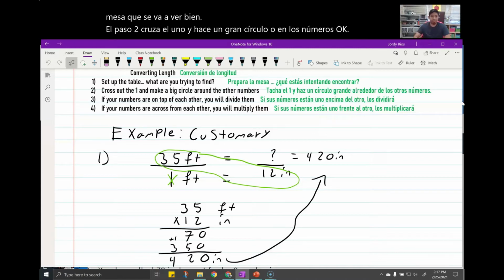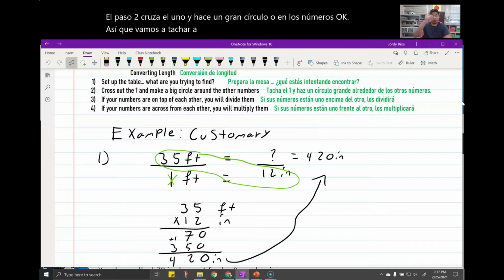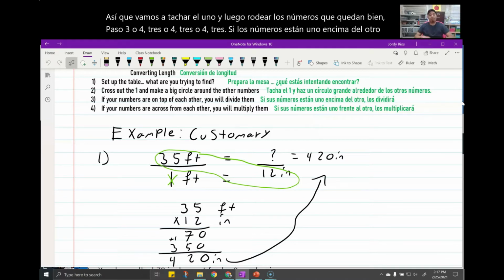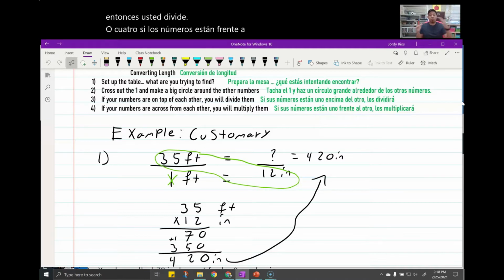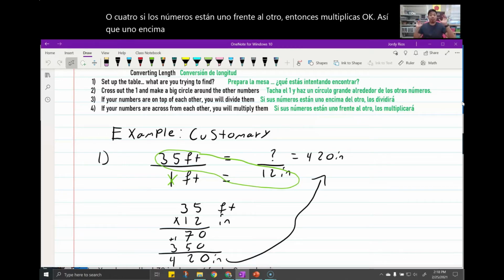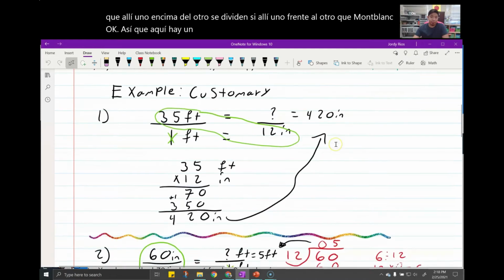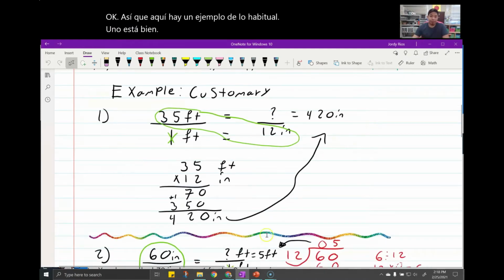So we're gonna cross out the 1 and then circle the numbers that are left, okay? Step 3, if the numbers are on top of each other, then you divide, okay? Or step 4, if the numbers are across from each other, then you multiply, okay? So if they're on top of each other, you divide. If they're across from each other, you multiply, okay? So here's an example of the customary one, okay? And I'm gonna do it all over with you, okay?